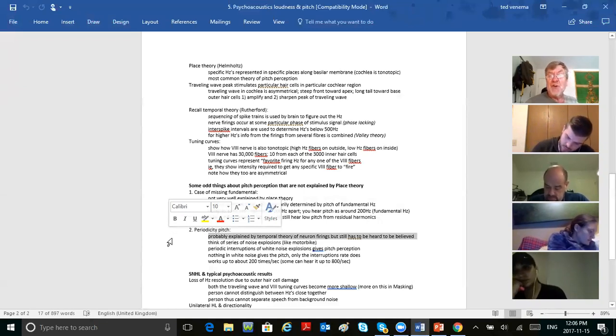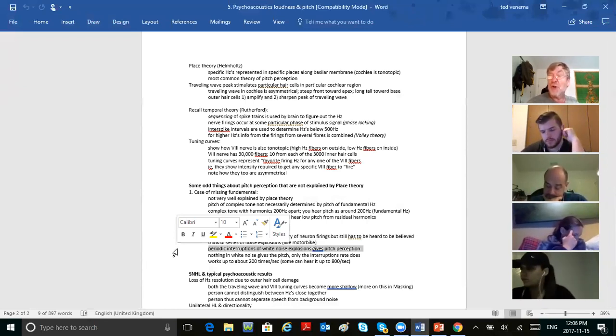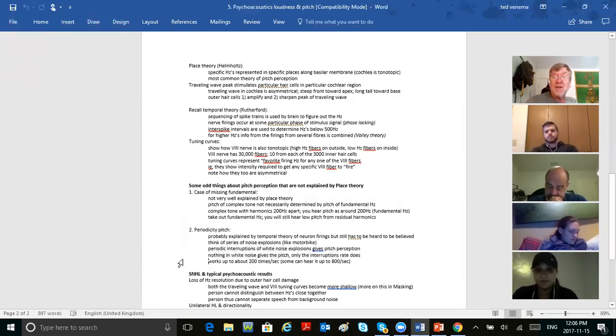Think of a series of noise explosions like a motorbike. Blap, blap, blap, blap. Periodic interruptions of white noise explosions give your pitch perception, however many of those you heard per second. Drun, drun, drun. Nothing in the white noise gives the pitch. Only the interruption rate does. In other words, how many of those revs you heard per second. Okay? Works up to about 200 times a second. Some people can hear it even up to about 800 times a second.